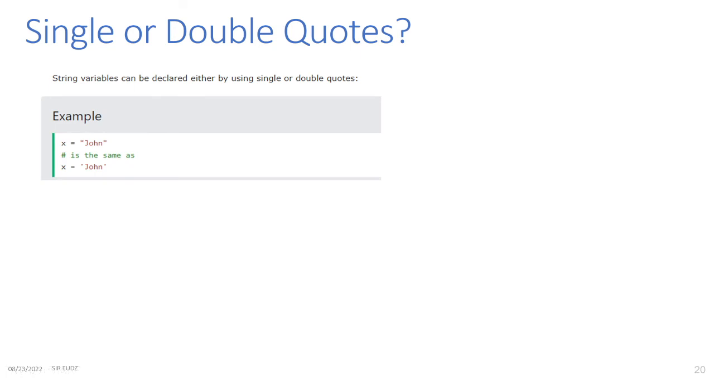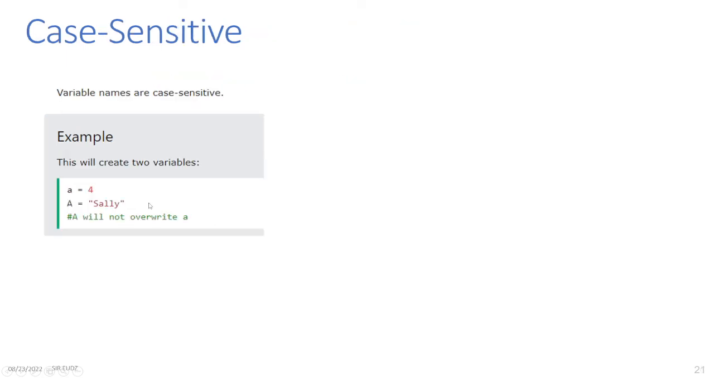Single or double quotes. So string variables can be declared either by using single or double quotes. So we can use single quote or double quote. But of course, if you use single quote here, this should be a double quote here, then it should be closed by a double quote. If you single quote, then you single quote to close the string. Case sensitive. Variable names are case sensitive. So A equals 4, A equals Sally. These are two different variables. So A here will not overwrite this one.